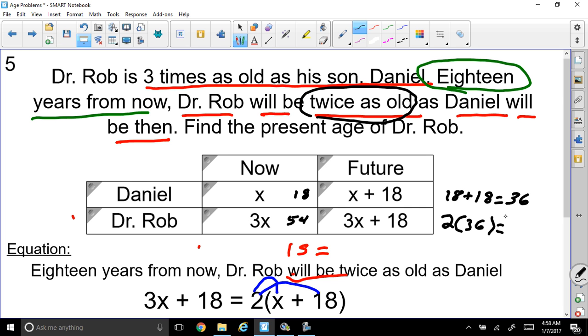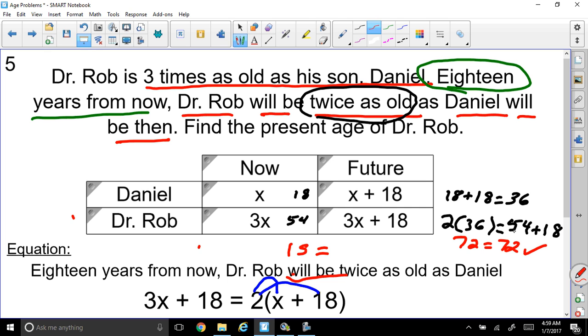So that's going to equal Dr. Rob's age, which is 54, plus, don't forget the 18 to add on, because 18 years from now, that should be equal. So let's multiply. 36 times 2 is 72. That's what twice Daniel's age is. Now, let's check out 54, which is Dr. Rob's current age. But remember, 18 years from now, that's how old Dr. Rob is going to be. 54 plus 18, guess what that equals? If you said 72, you are correct.